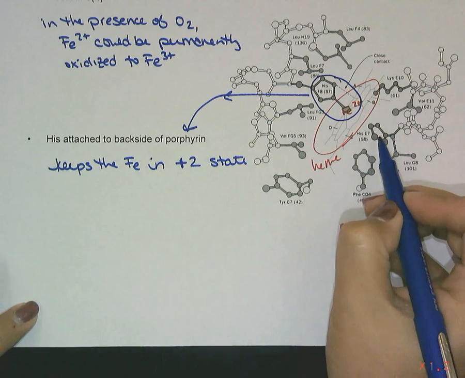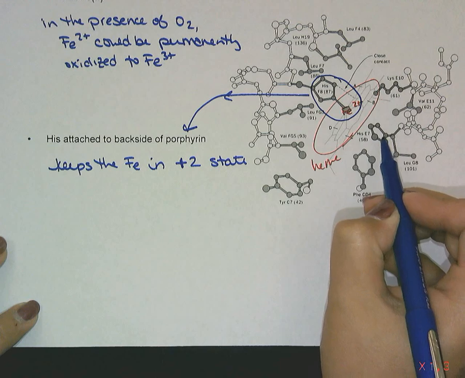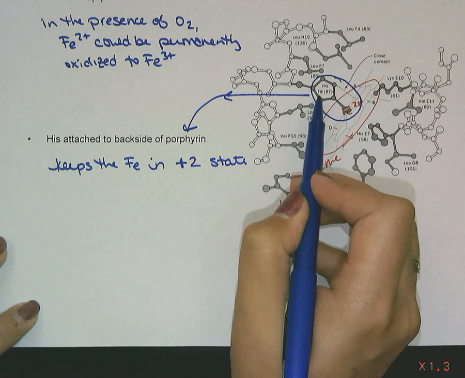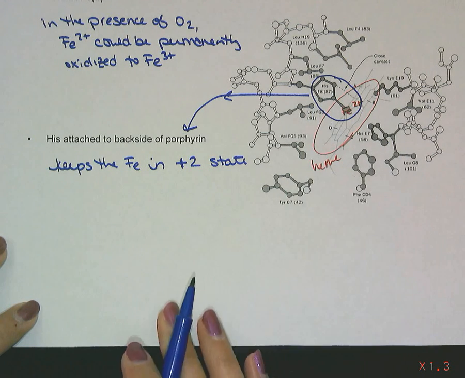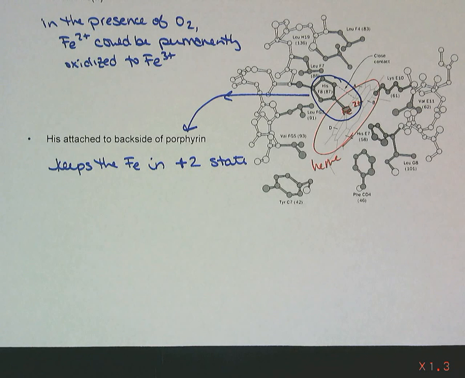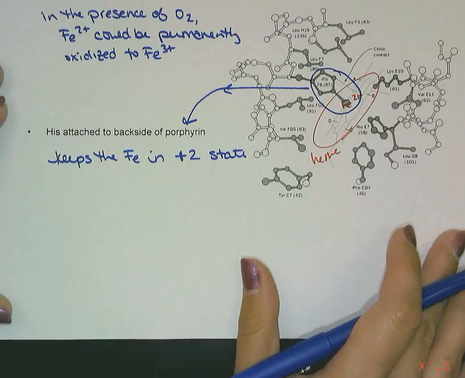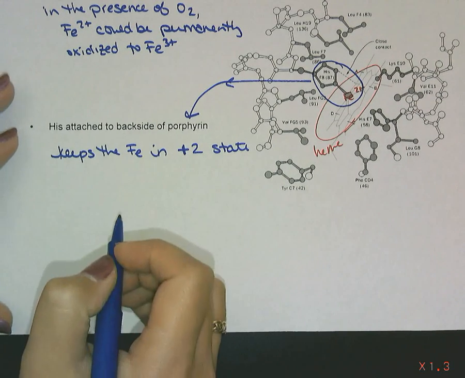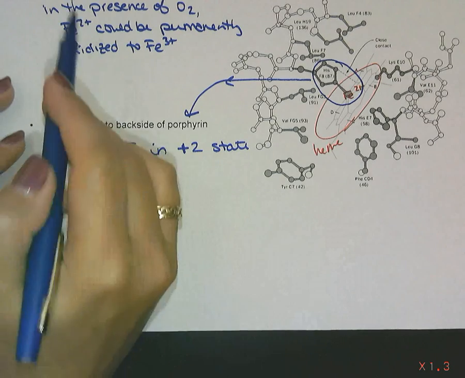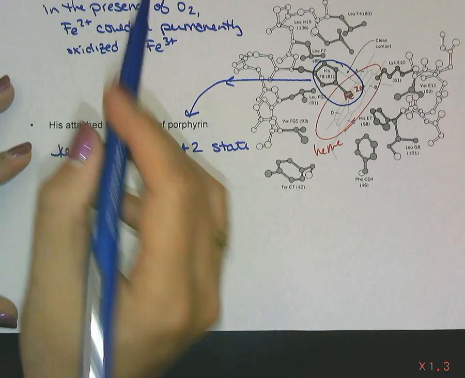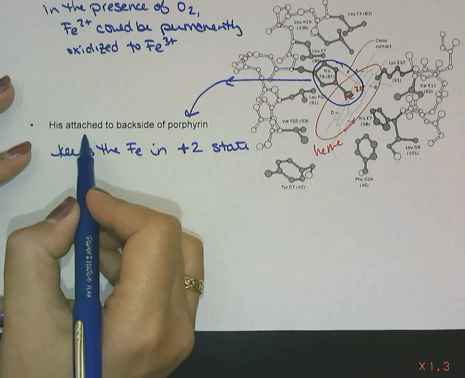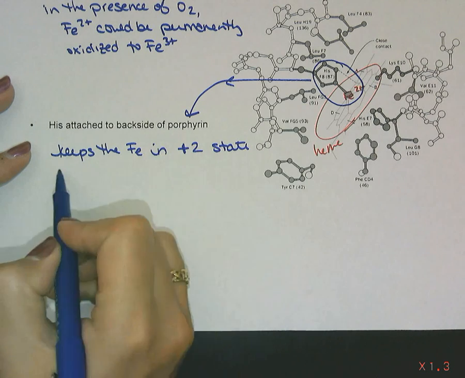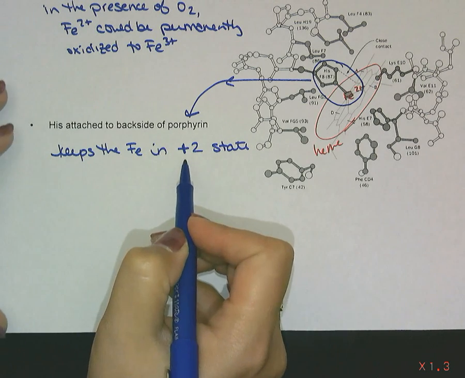You can see that there's another histidine over here. That is not the same one. I'm talking about this guy over here, this F8 histidine. That's the one that's really the fifth ligand. So some of the important things about globin, besides it's able to protect iron in a +2 state: it has the histidine attached to the backside of the porphyrin ring that keeps the iron in the +2 state.